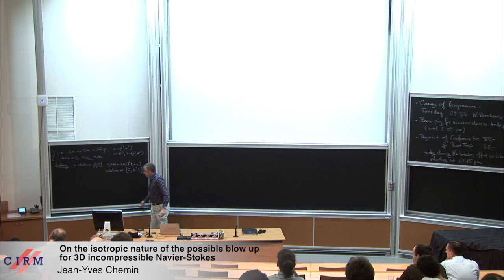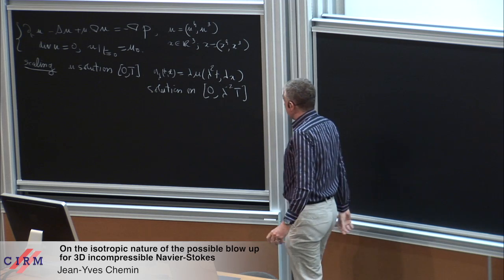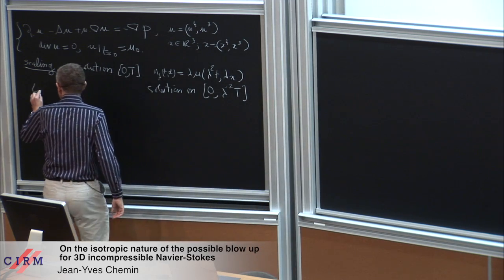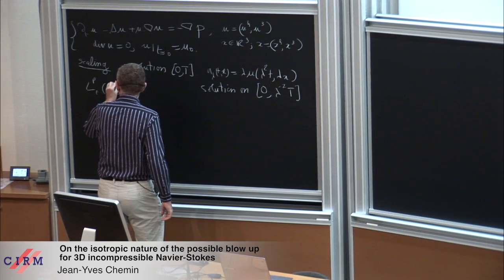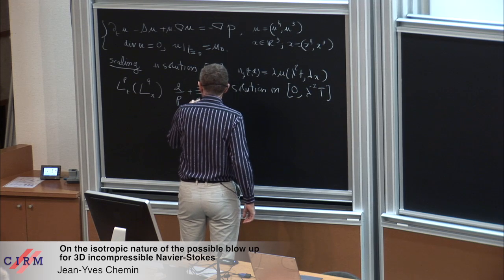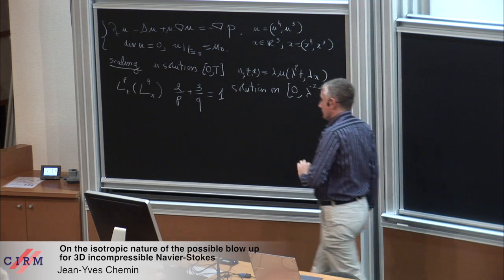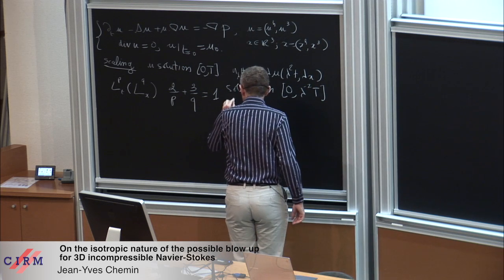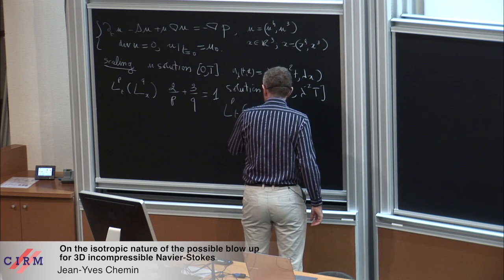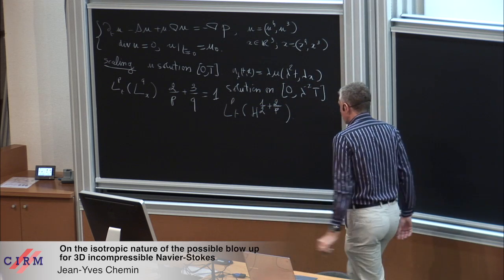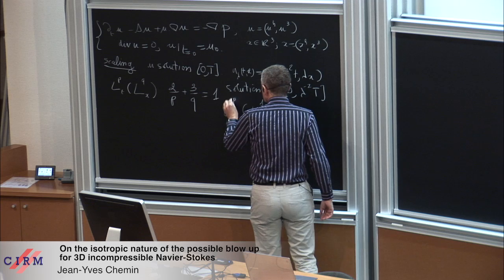Let me give in 3D some examples of scaling invariant spaces for space-time. The L^p in time with L^q in x with this relation is scaling invariant. This is very easy to check. Or something by Sobolev, a slightly smaller space, but which is also useful for this: H^{1/2+2/p} for p between 1 and infinity, including infinity.